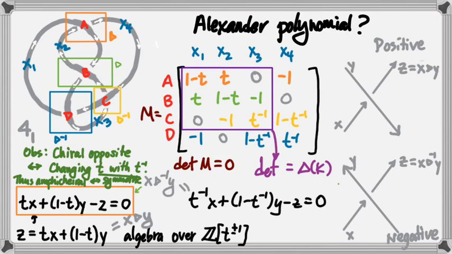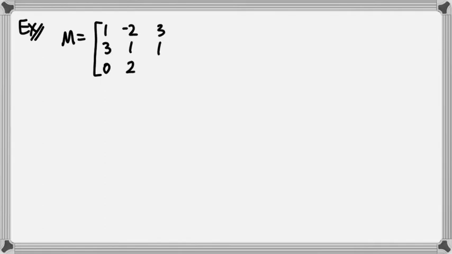I just want to take a quick moment and review 3x3 determinants, because we didn't actually last time take a full 3x3 determinant. So just to refresh our memories, let's say that I have a 3x3 matrix. Let's put in some fake entries: 1, -2, 3, 3, 1, 1, 0, 2, 4. So here's a 3x3 matrix, and I want to find the determinant of M.